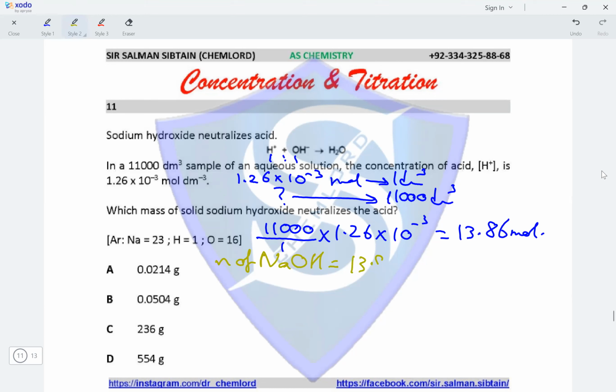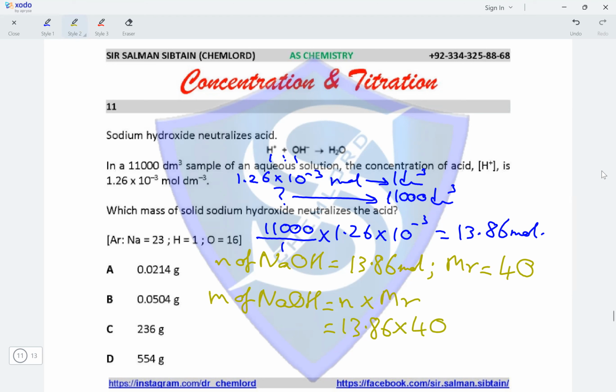Now, since moles of acid and moles of base are the same, moles of NaOH is equal to 13.86 moles. Mr of NaOH is 40, 23 plus 16. Therefore, mass of NaOH would be moles into Mr, which will be 13.86 multiplied by 40, giving us a mass of 554.4 grams, making option D the correct option for this question.